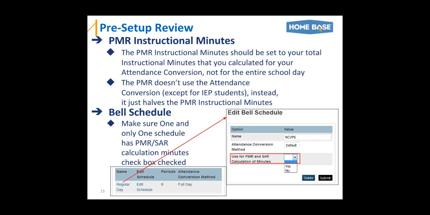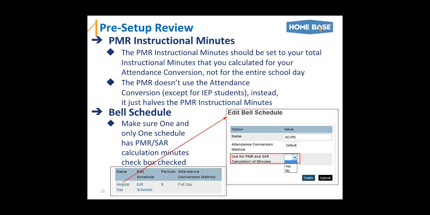So the PMR has to have something to calculate minutes against. So under one of your bell schedules, you need to click one of them. You click on the name, and on that edit page, there is a use for PMR and SAR calculation of minutes. Now, one of these bell schedules has to have this field set to yes.